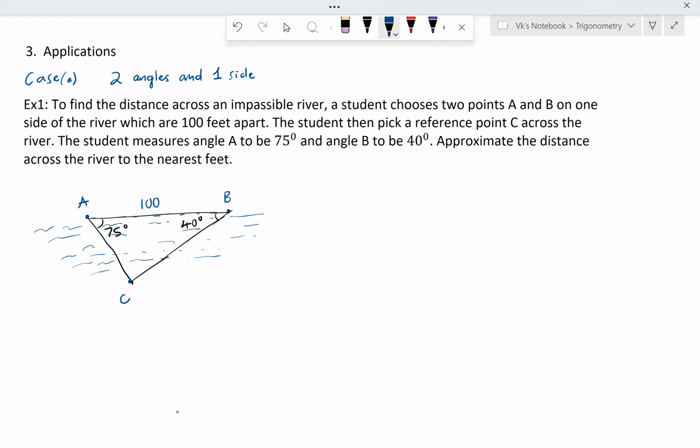Using this information, figure out the distance across the river. Distance across the river is this one. It's D. To find D, we have to be able to solve for a right triangle right here.